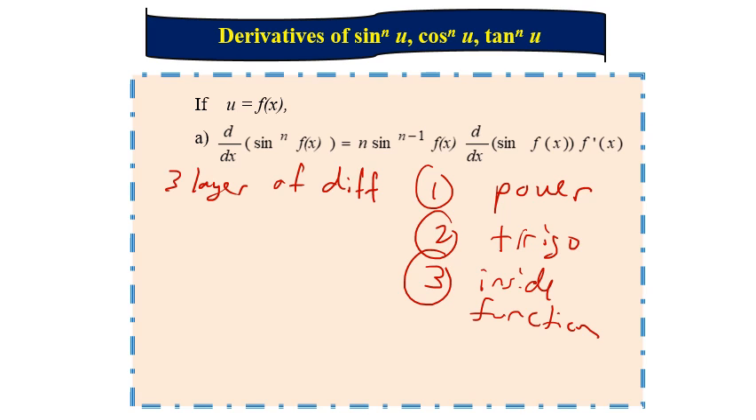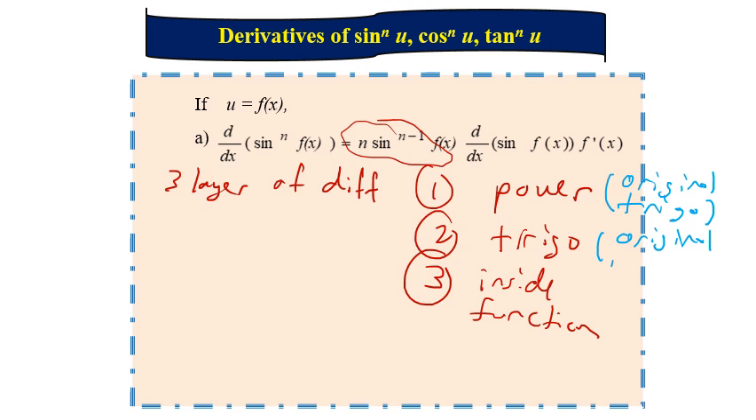Okay. So for the first one, we differentiate the power. We still have sine, this sine that we don't differentiate yet. We just differentiate the power. So I put a notation here. Still we have the original trigo, and the original inside function.